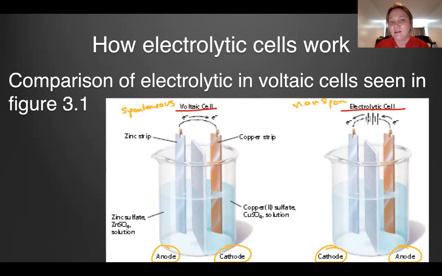So for the voltaic cell, the zinc is oxidized, it releases electrons, and the electrons then go to reduce the copper ions in the copper sulfate solution. In the electrolytic cell, we are forcing the copper to be oxidized. That's why it's the anode, and the electrons are released, and they're going to reduce the zinc in solution on the cathode side. And so that's why energy is required.